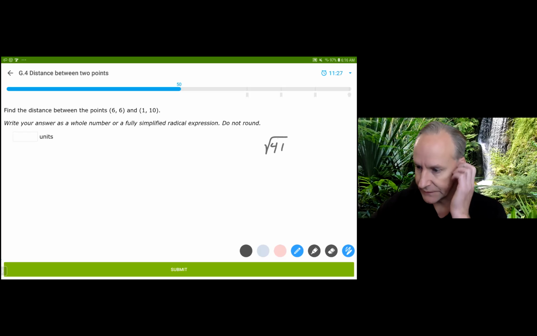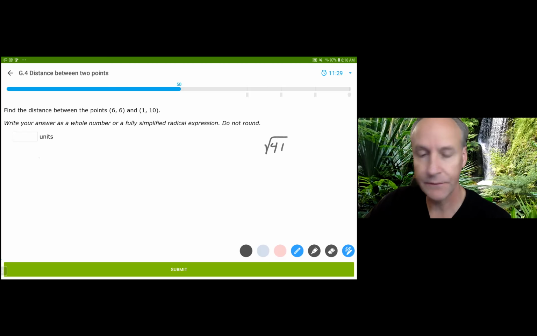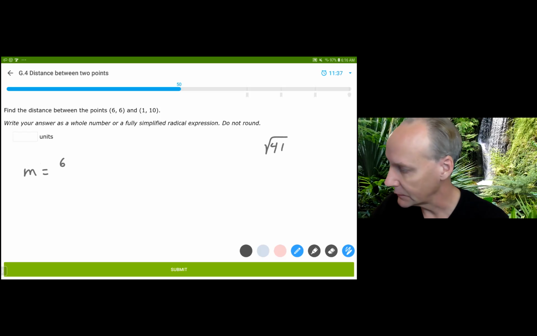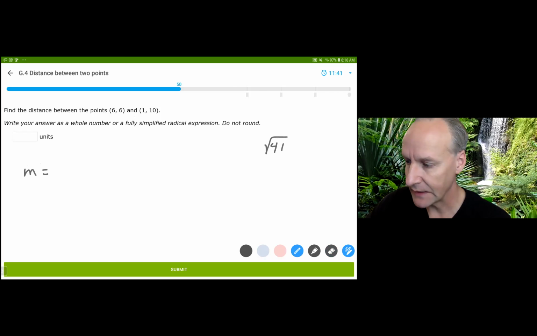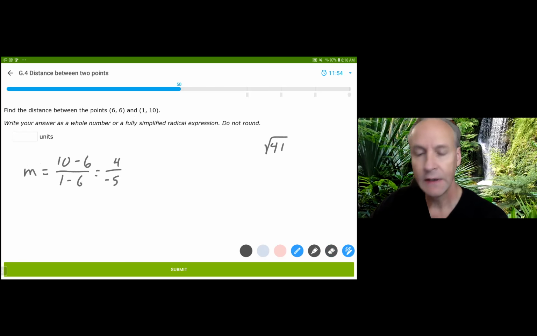Now, of course, you can do this a little bit faster. The reason that I'm able to do this quickly is that I take the slope in my head, which is 10 minus 6. Sorry, I said 10 minus 6. I don't actually write it down, I just do it in my head. So 10 minus 6 and 1 minus 6. And 10 minus 6 is 4, and 1 minus 6 is -5. And yes, the slope is -4/5.